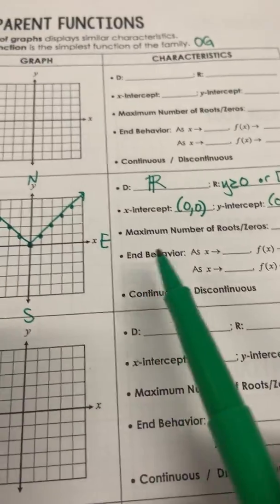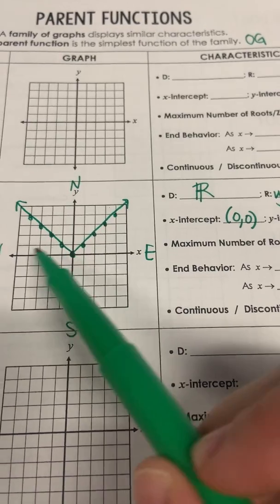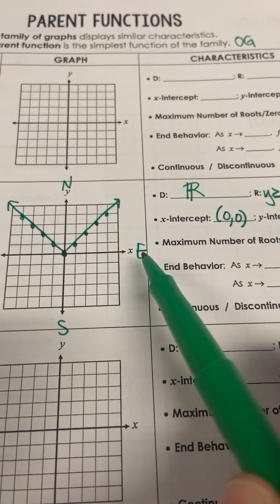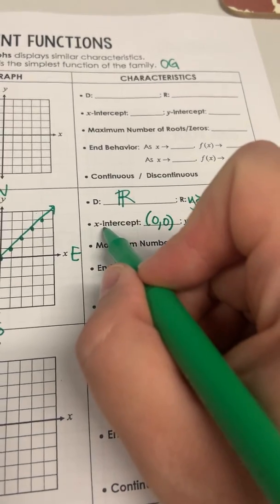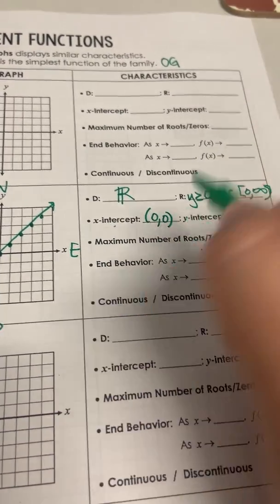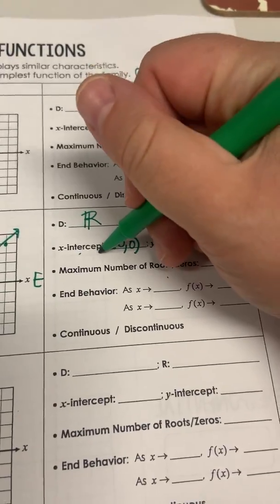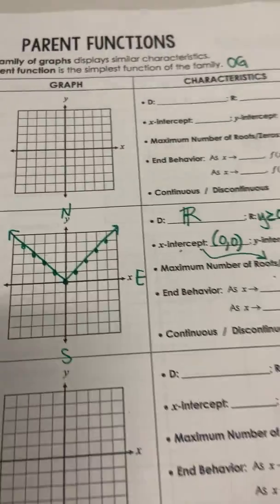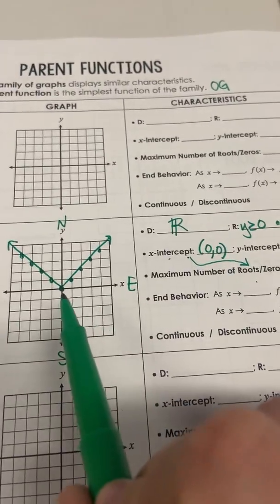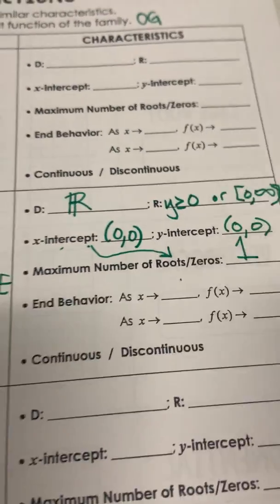Now, this says the number of roots or zeros. Well, it only hits the x-axis one time. So roots and zeros refer to the x-intercept. So I'm actually going to draw an arrow that goes from here to here, because x-intercept means roots or zeros. And it hits the x-axis only one time right at that vertex. So there's only one of them. Okay?